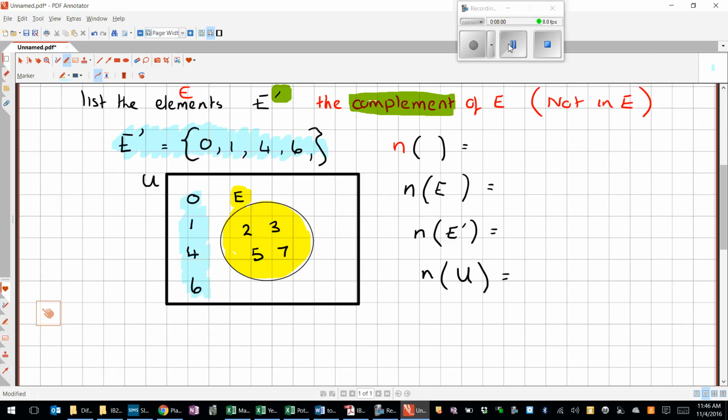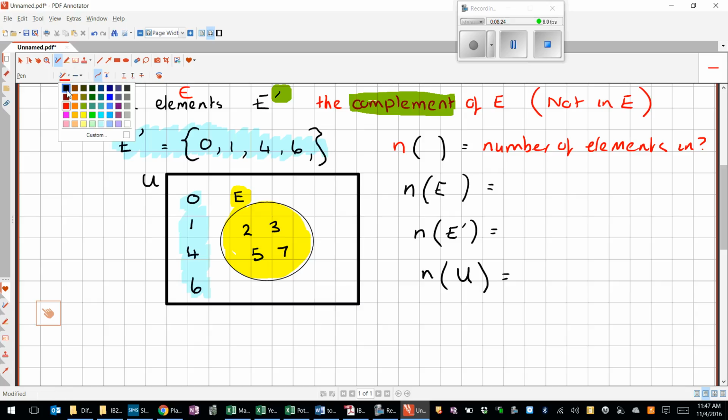Okay, so we have these questions to answer. We have n(E), n(E complement), n(U). Now n means the number of elements in. So n(E) means how many elements are there. So there are 4.